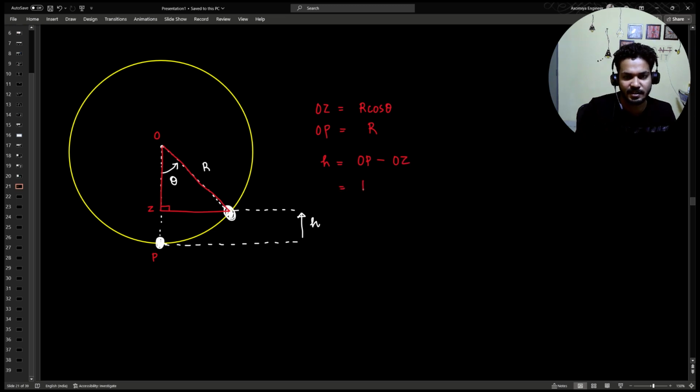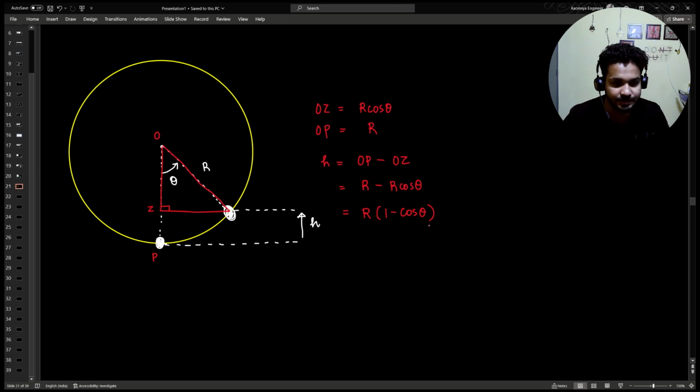Okay, and that is nothing but r minus r cos theta. So that's r in brackets 1 minus cos theta. Please let me know if you understood this. Okay? Now, up to here, if you understood, let's move forward.